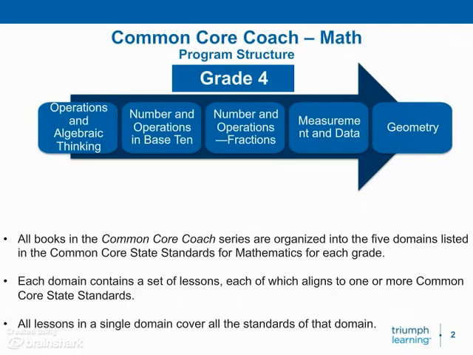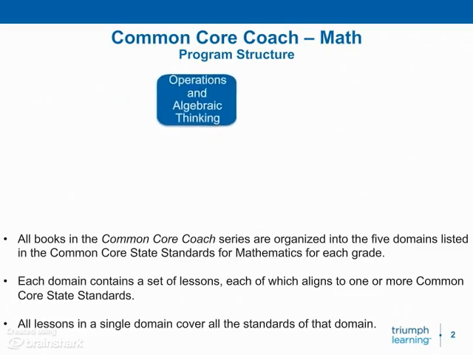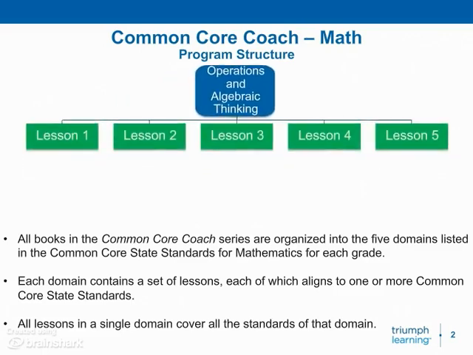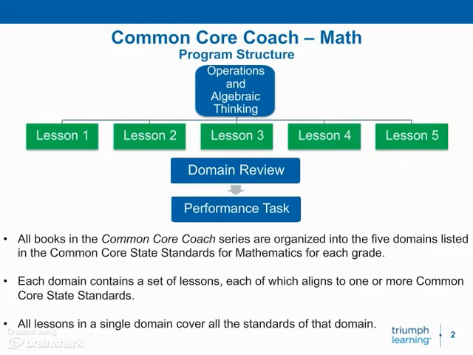All the books in the series are organized into the 5 domains listed in the Common Core State Standards for mathematics. Each domain unit contains a set of lessons, each aligning to the core standards. Each lesson in a single domain covers all the standards of that domain. This visual shares the design of the program. As you can see, the grade 4 5 domains are listed and taught, each as a separate unit. Each domain includes a review and a performance task for understanding of the standards.